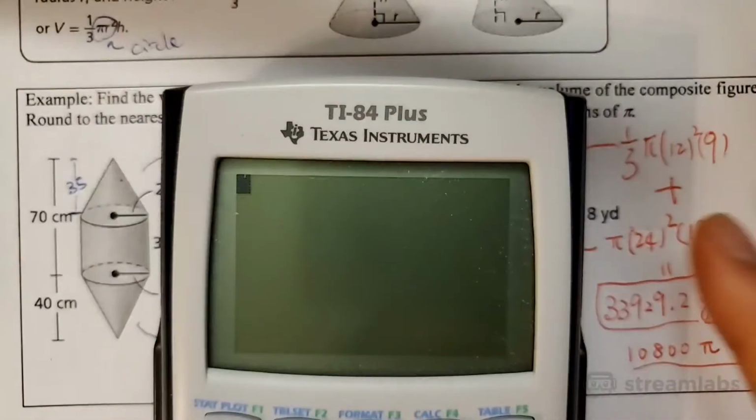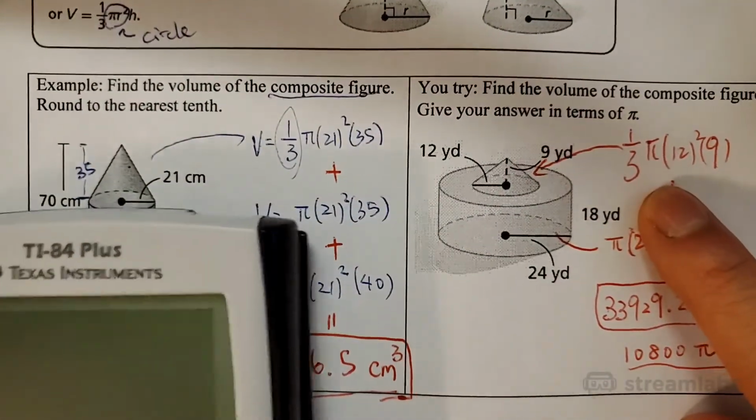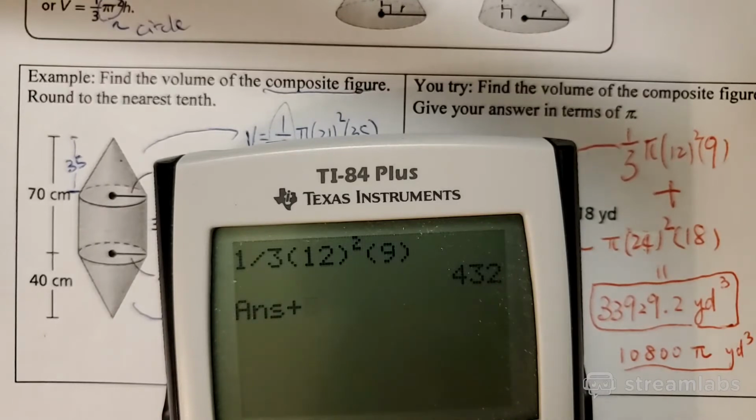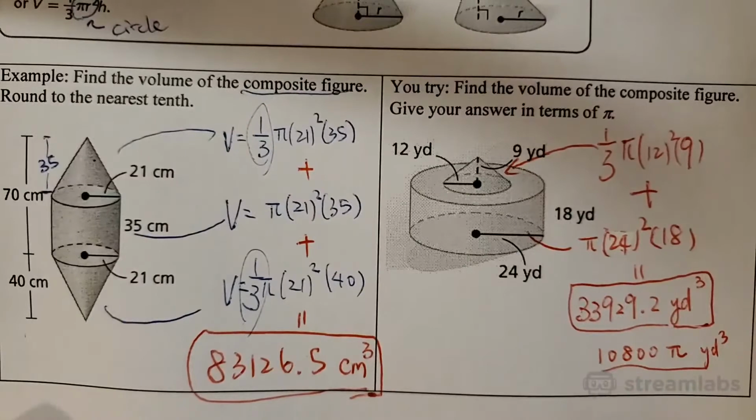So take a look. Since we're doing it in terms of pi, let's look at how many pi this is. This is a 1/3, right? 1/3 times 12 square times 9, so that's 432. And then the other one, plus, oh, you didn't divide by 4. Yeah, 24 square times 18. Then you'll get 10,800.